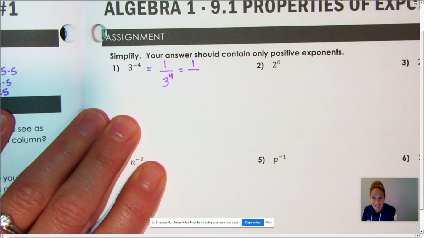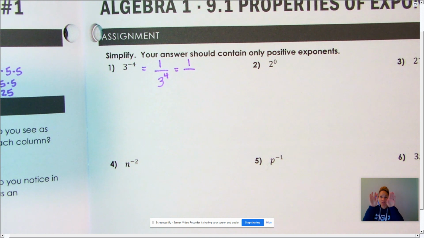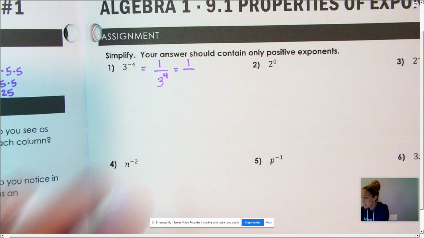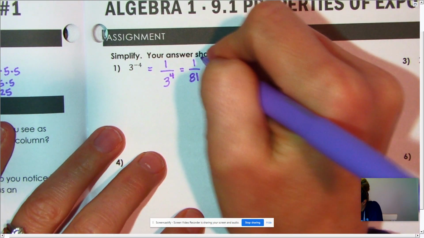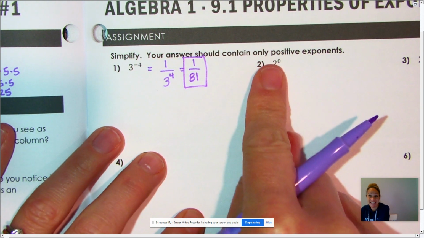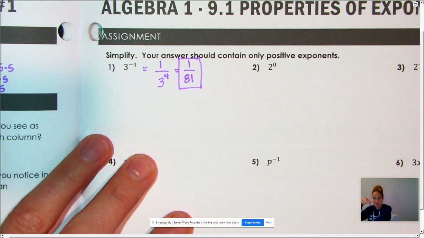3 times 3 is 9, and times 3 is 27, times 3 is 81. Or you can think about it as if I've got 4 3s, I've got 2 groups of 2 3s, and 9 times 9 is 81. Okay, and that is our answer. Question number 2, I'm going to skip, but anything to the 0 power equals 1, just fill that in, super easy.